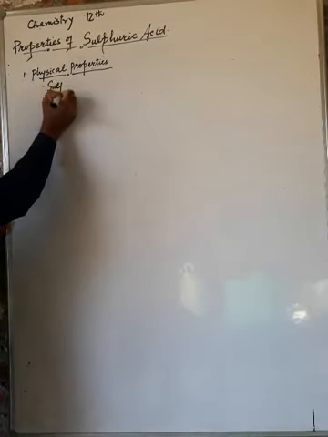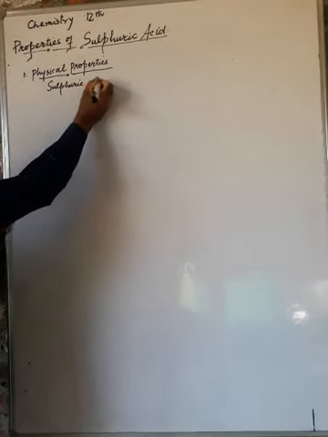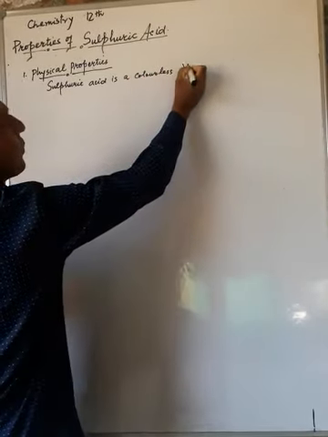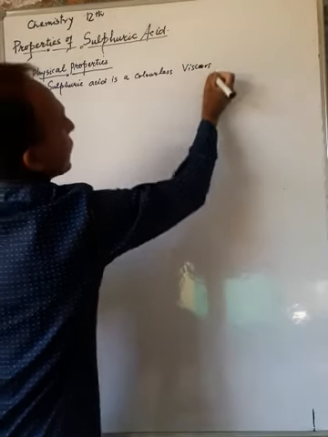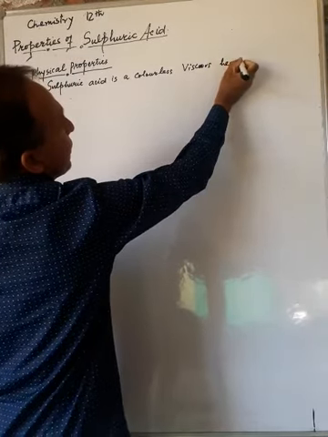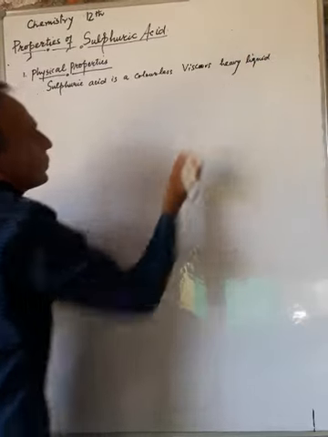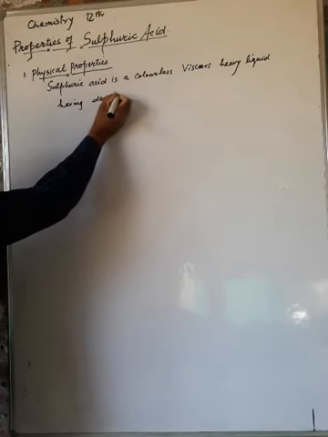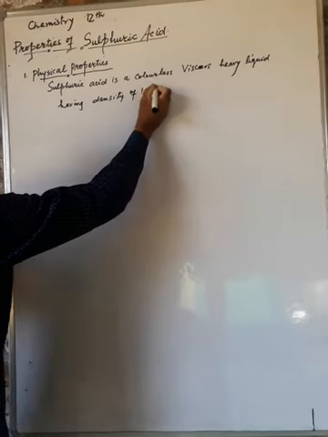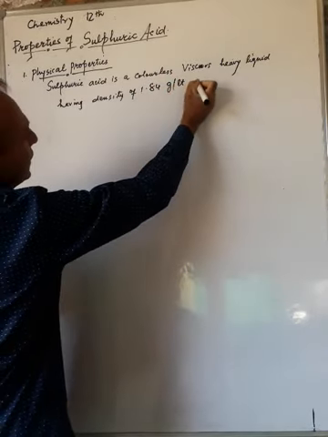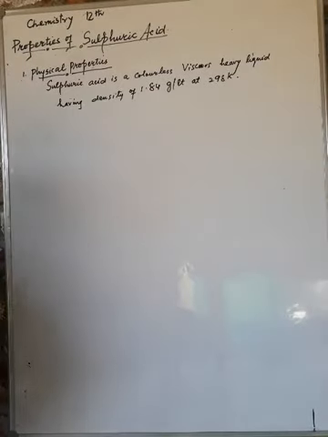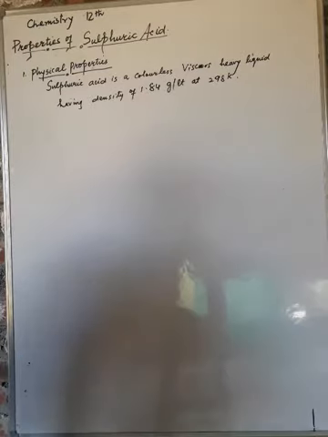Sulfuric acid is a colorless, viscous, heavy liquid, having density 1.84 grams per liter at 298 Kelvin. So its density is 1.84 grams per liter.